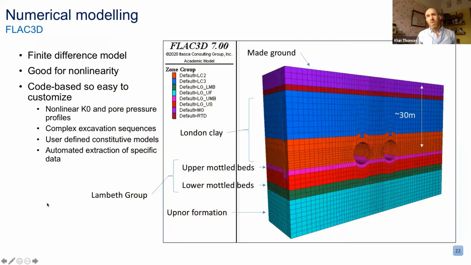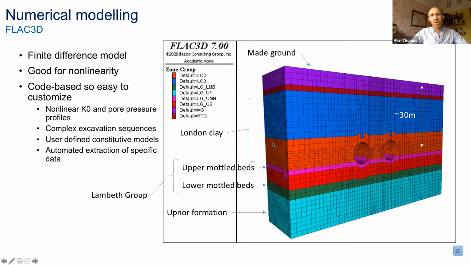So, to the modelling. I've used FLAC 3D, which we used during the design. You can see the mesh here, which obviously involves certain simplifications, but we can see the strata with the London clay as the main unit where you find the tunnels. At this particular station, you have the Lambeth group beneath the London clay, and that includes, for example, this red layer, which is a sand layer. So that's the geology that we're looking at.